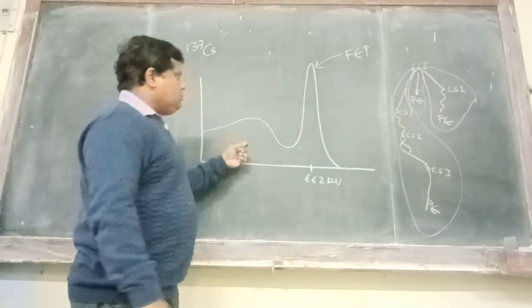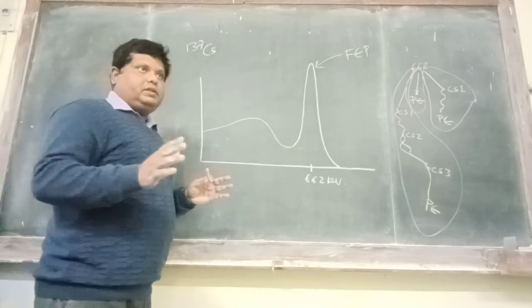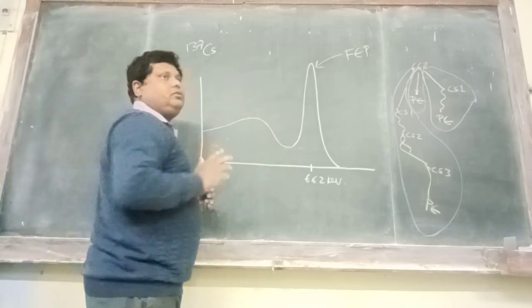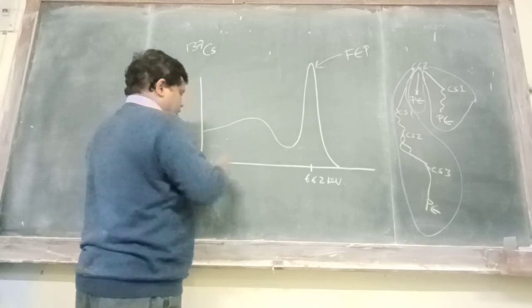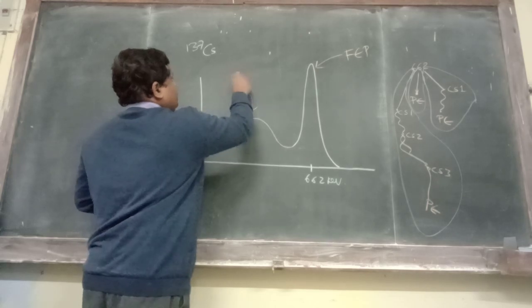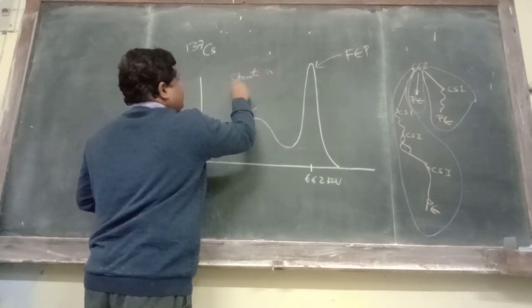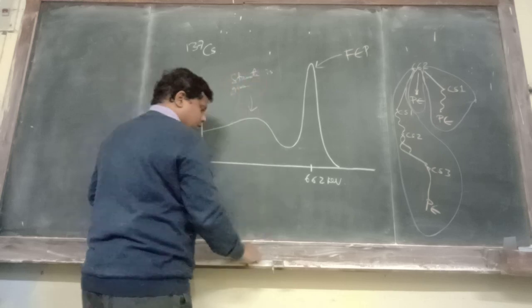Good. Now what about this hump? Since there is no pair production, this entire thing is due to Compton scattering. Now the nature of this hump, you can see the structure. It is actually given by the Klein-Nishina formula.